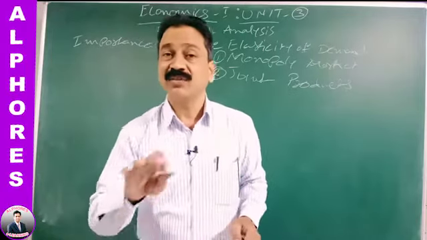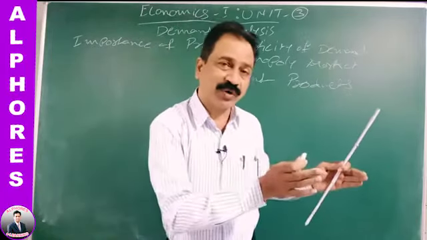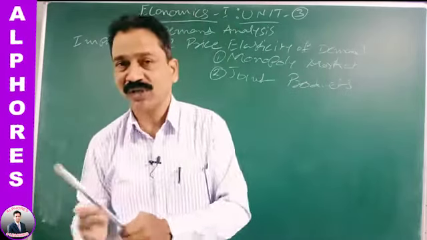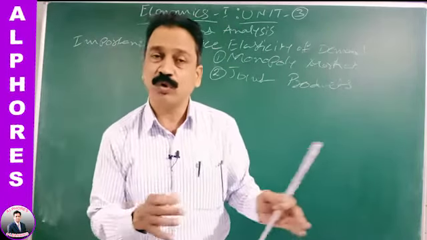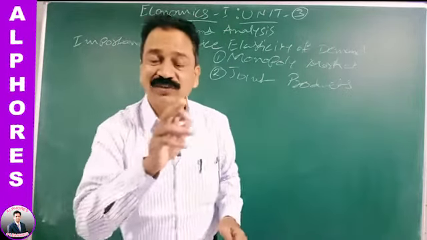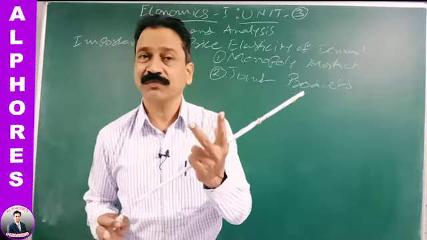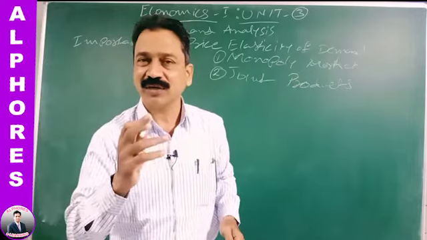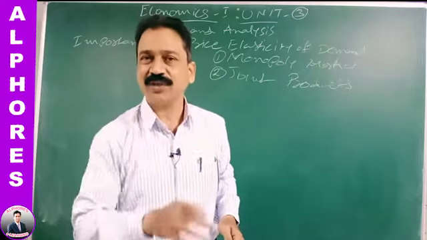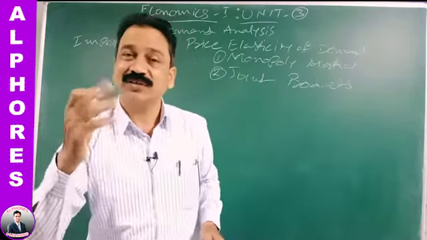In that way, these byproducts, like sugar is one product, and the byproduct is what? Molasses. They can use both. So they have to fix a price for these two products. There are two joint products. So whichever is elastic, they decrease the price. Whichever is inelastic, they increase the price.